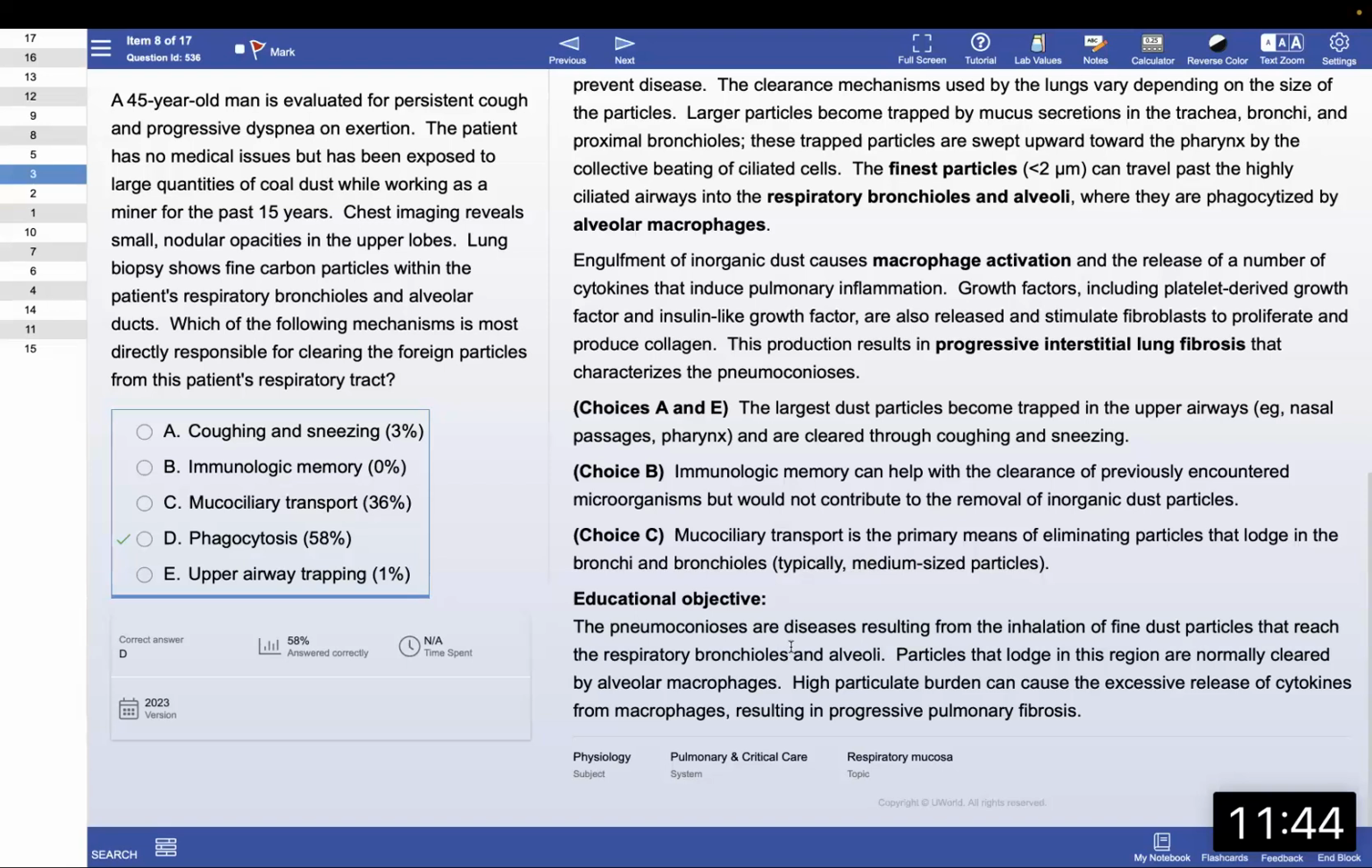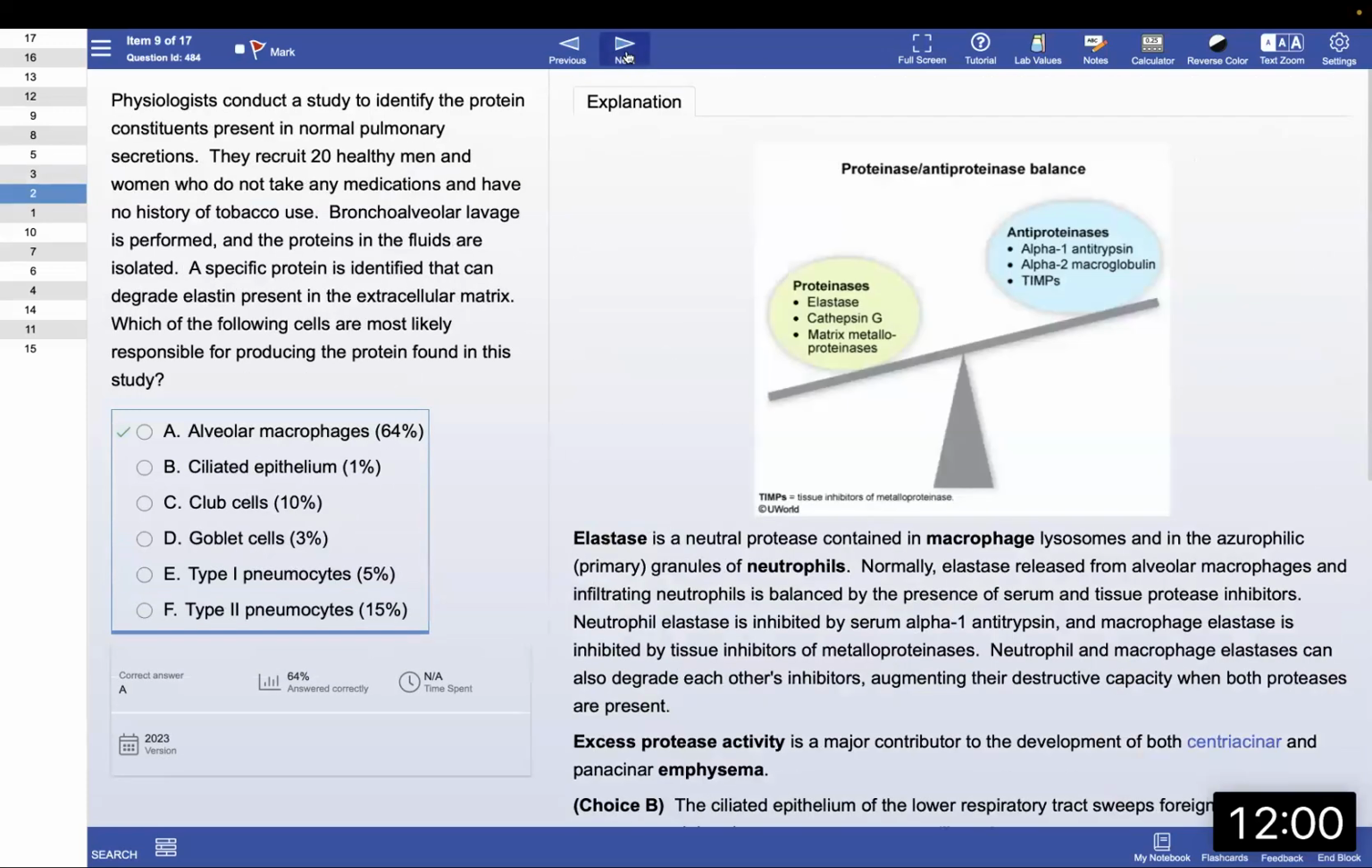Pneumoconiosis are diseases from inhaling fine dust particles that reach the respiratory bronchioles and alveoli. Particles that lodge in this region are normally cleared by alveolar macrophages. High particulate burden can cause excessive release of cytokines from macrophages, resulting in progressive pulmonary fibrosis.